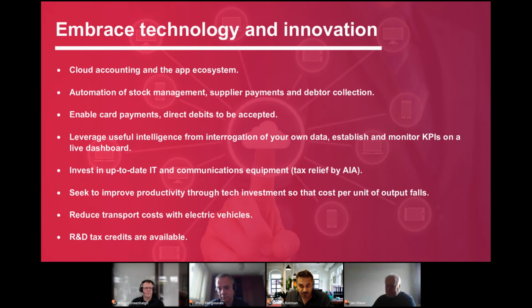A couple of other points here: transport costs. Electric cars are the biggest perk at the moment we're seeing as accountants. Before, company cars cost a fortune. Potentially, you could have a £100,000 car as a company car, and you pay 37% benefit in kind on that. You can have a £100,000 Tesla and pay 2% benefit in kind because it's electric.